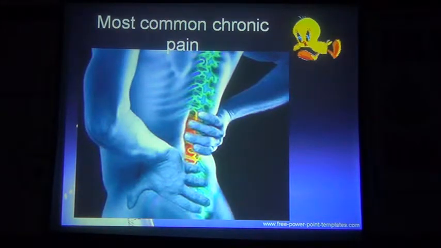So, coming to the most common chronic pain, it would be back pain. In an orthopedic OPD, around 70% of the cases will be patients with back pain. And a recent study has shown there is a bimodal distribution. That is, patients either come at 20 to 30 years of age, or at 50 to 60 years of age.